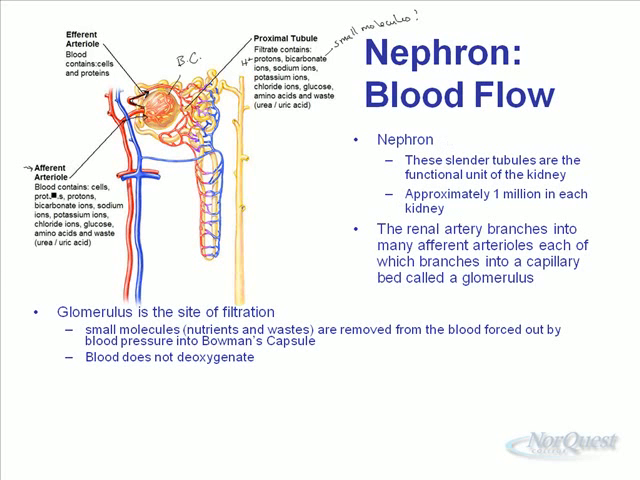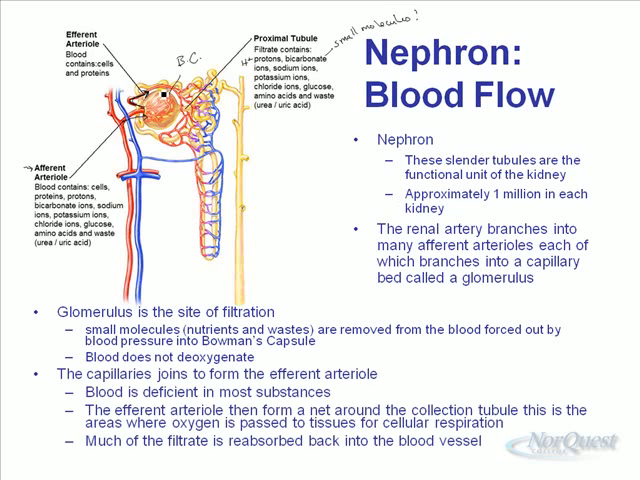Note, we're not deoxygenating the blood. If we take a look at our diagram, the blood vessel going into the glomerulus and the blood vessel coming out of the glomerulus still contain oxygen, red blood cells that are rich in oxygen. The capillaries join to form the efferent arteriole, and notice that it comes back and it surrounds the rest of the nephron. And this is because all of that good stuff that got dumped into our nephron has to be reabsorbed back into our circulatory system.